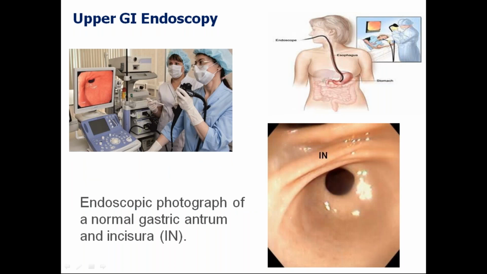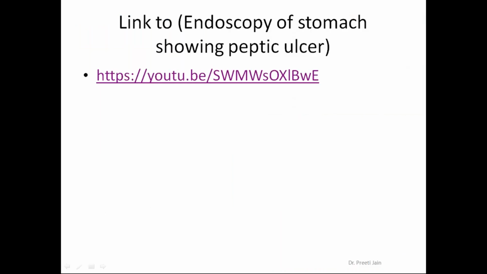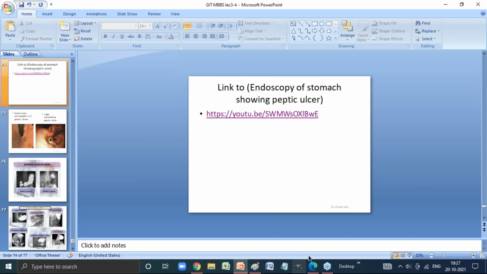This is another test, your upper GI endoscopy. Started with this. This is showing you the endoscopic photograph of a normal gastric antrum, and this is the incisura angularis. Okay, so here again I have a video for you.